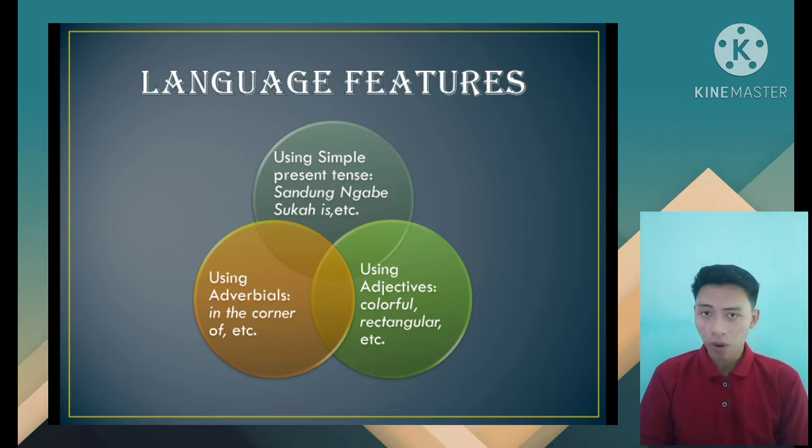And the second point, because its function is to describe something by explaining its properties, the text will contain many adjectives such as handsome, beautiful, tall, small, and so on. And the third point is that descriptive text usually uses adverbials such as into the corner of, and so on.